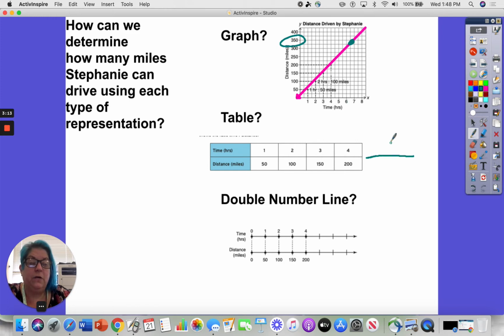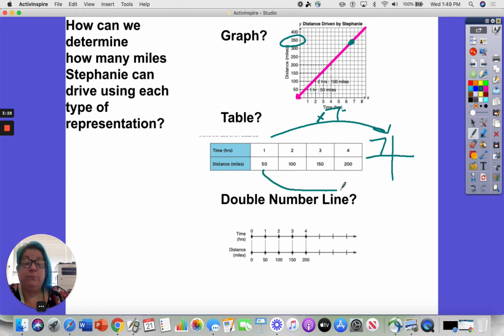Now here, we want to figure out 7 hours. We have to ask ourselves, because this is kind of like a unit rate, 1, what do I have to do to get to 7? You're going to multiply by 7, right? So whatever I do to the numerator, I'm going to do to the denominator. So I'm going to take 50 and also multiply it by 7, and I get 350 miles. Look, same answer.